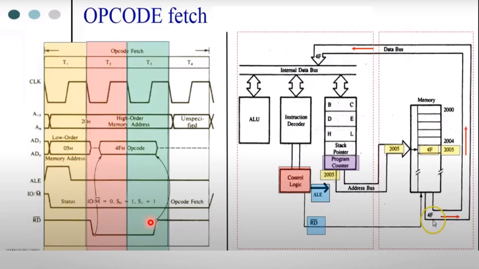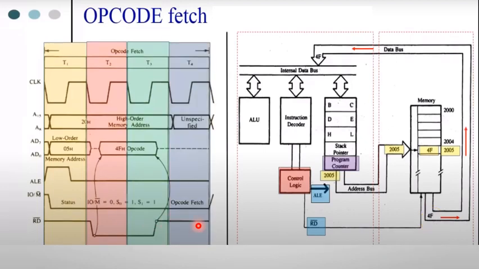Next, in the T4 cycle, after fetching the opcode, what does the microprocessor have to do? The microprocessor has to decode it. So during the T4 cycle, the fetched opcode is being decoded and converted to machine language, that is, converted to binary form. The hexcode is being converted to binary form, right?